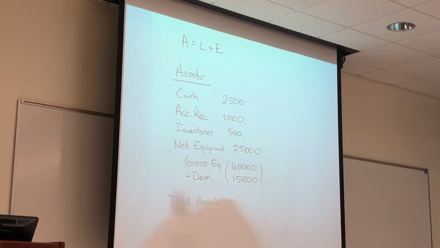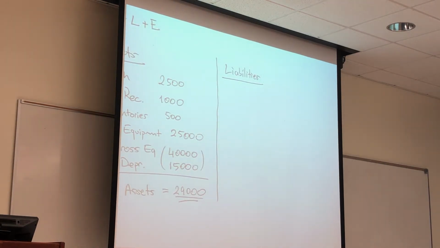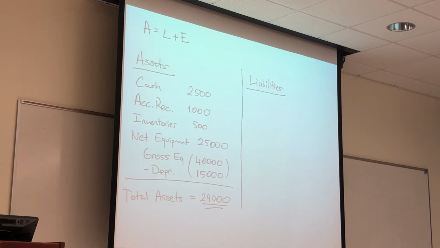So our total assets will be equal to 25, 26, 29. Right? Liabilities. Everything okay with the assets? Everyone clear? It's pretty straightforward. Just memorizing everything. We're just looking it up on your formula sheet.